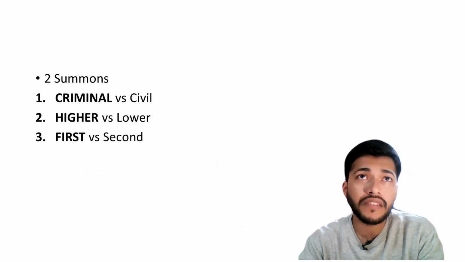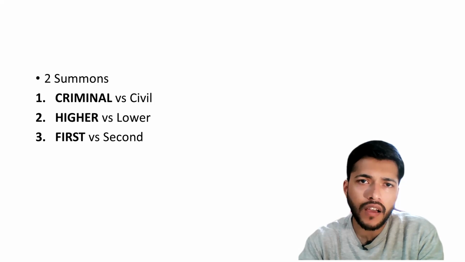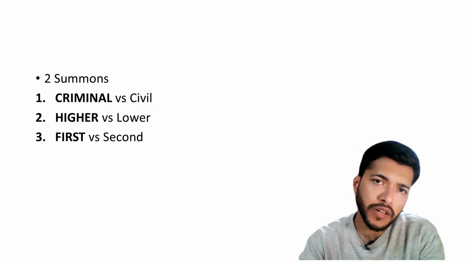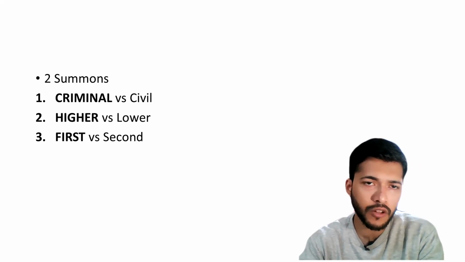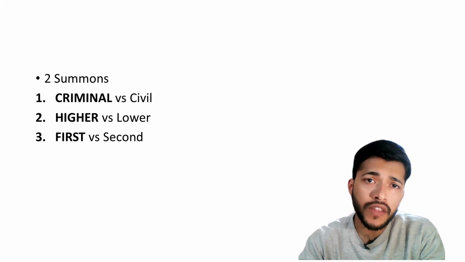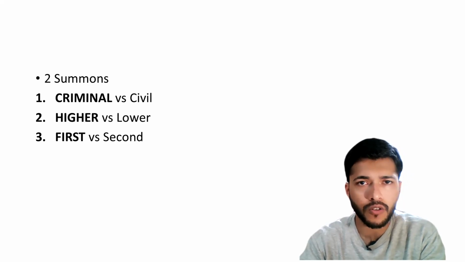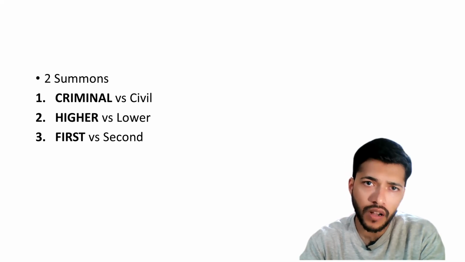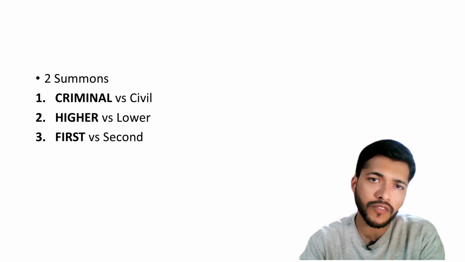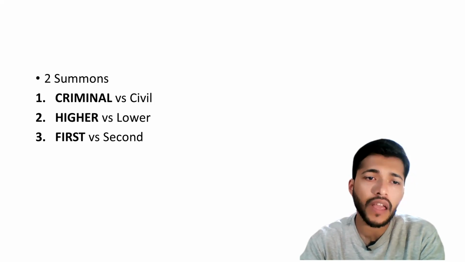If there are 2 summons, again, it's a question asked in MCQs. You should first give priority to a criminal court. If there's a civil court and a criminal court, give priority to criminal court. If there are 2 criminal courts, give priority to the higher criminal court. So for example, a High Court and a Supreme Court. So you'll give priority to the Supreme Court, summons of the Supreme Court rather than the High Court.